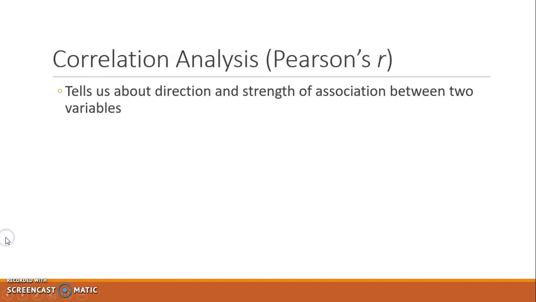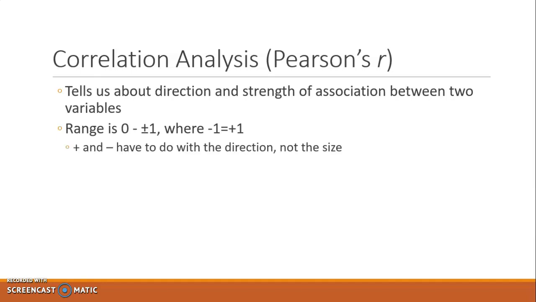Now, the range of the correlation is basically from 0 to plus or minus 1. And I write it that way very deliberately. Sometimes I've seen it written -1 to 0 to +1. And that's actually confusing, because here the plus and the minus have nothing to do with the size of the correlation. As you can see here, a correlation of -1 is equal in size to a correlation of +1. And that's one of the hardest things that people have to remember when they're learning about correlations, that the plus and the minus have nothing to do with the size. It has to do with the direction.